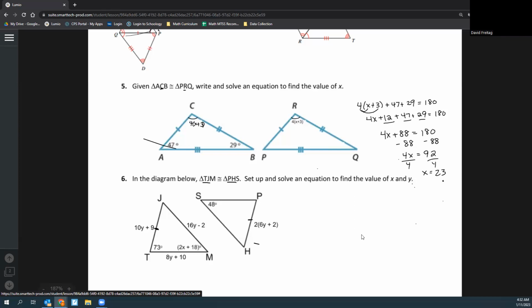And so I can set those equal to each other because they should be the same. So I take PH, which is 2 times 6y plus 2, and set it equal to 10y plus 9. I distribute my 2 all the way through. 2 times 6 is 12y. 2 times 2 is 4.